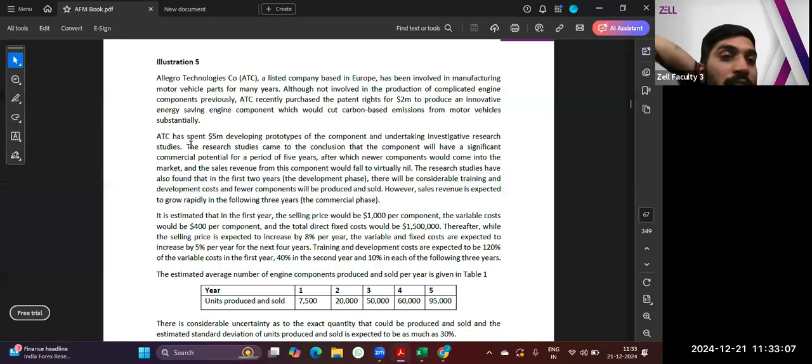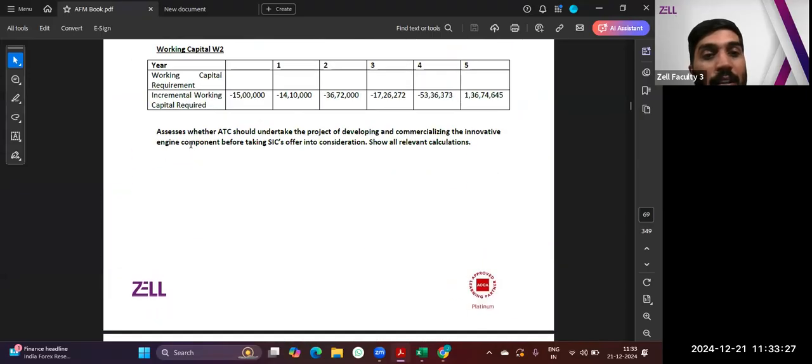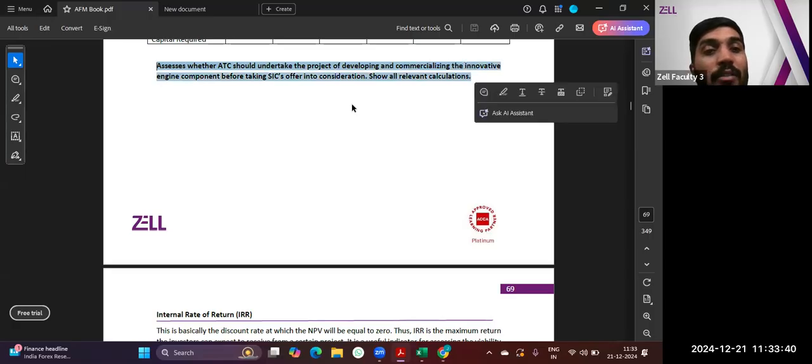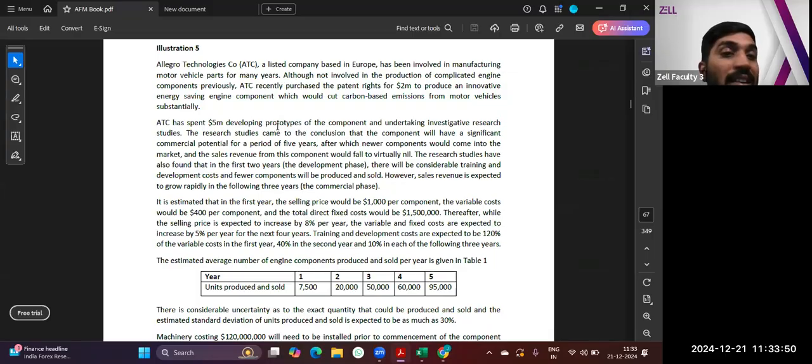Now, guys, can you read this question, Allegro Technologies? This is a past exam question. This is not something that we have made up. This has come up in an ACCA paper, which is asking us to calculate the NPV. I don't want you to read the solution. I just want you to read the question, which says to assess whether the company should undertake commercializing the innovation of the engine components or not, and try to understand what is going on. I'll give you 10 minutes.